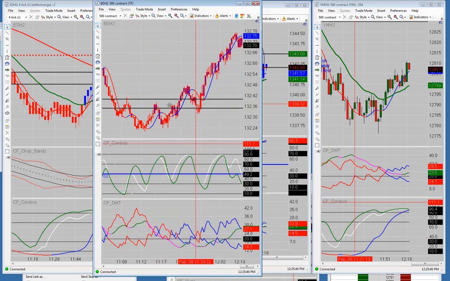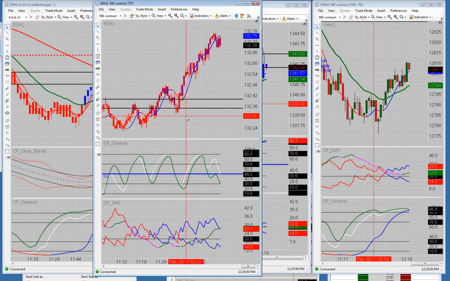It started to chop around inside the weekly trading zone right here. So you have to honor the weekly trading zones. No matter what you're trading, you have to honor the weekly trading zones. Now, recently right here, it had a move up, and moved all the way up there.